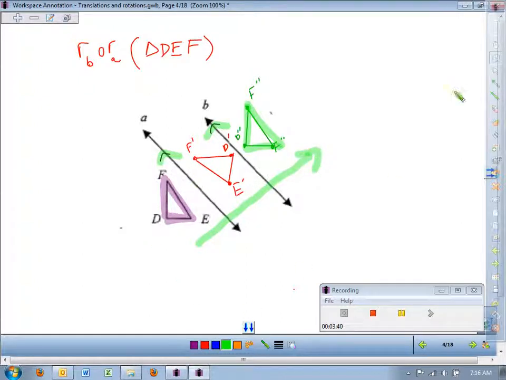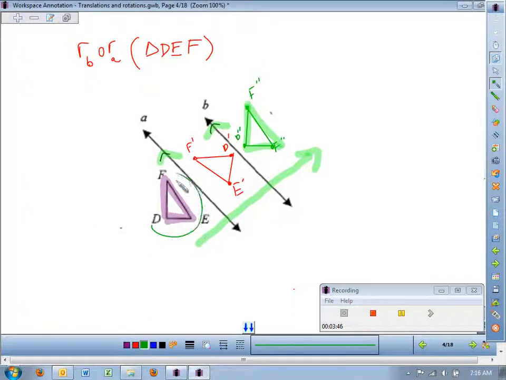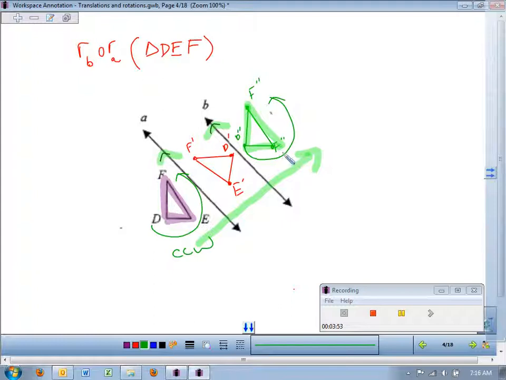Orientation is the same if I go back to my pen here. Triangle DEF, counterclockwise. Triangle D double prime, E double prime, F double prime, counterclockwise. They have the same orientation. Because we flipped it over once and then we flipped it over again, it's going to have the same orientation. And this is a slide, which the fancy word for slide is called translation. We will not call them slides, we will call them translations.